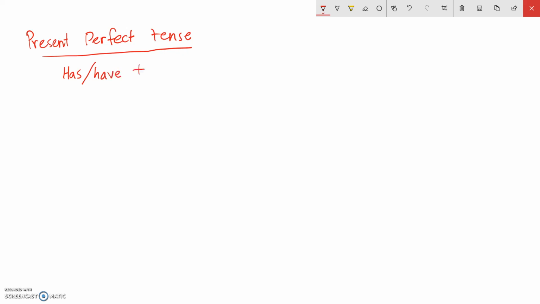Now let us look at the third form, which is present perfect tense. Let's look at the form. How do we write it? Has or have plus, the next one is important, we use the past participle form of the verb.